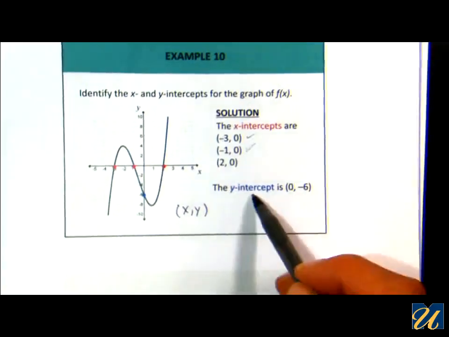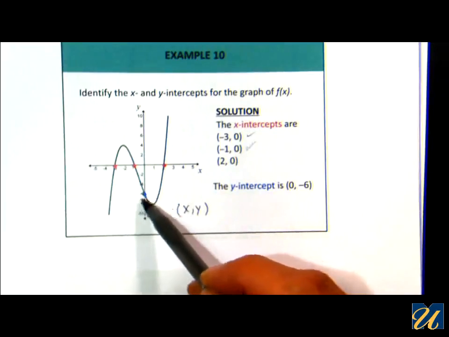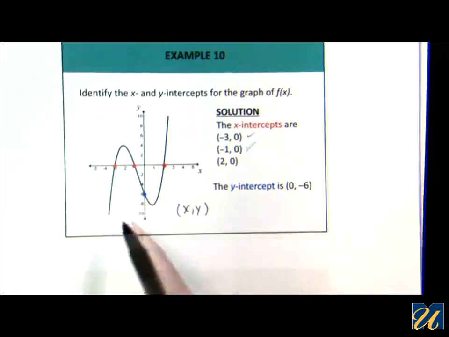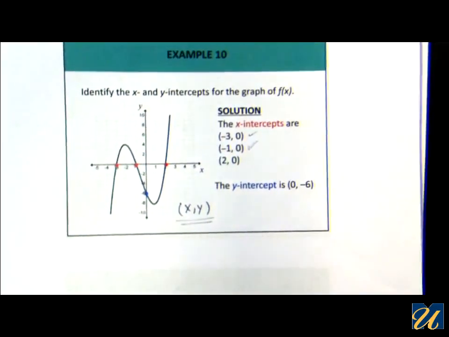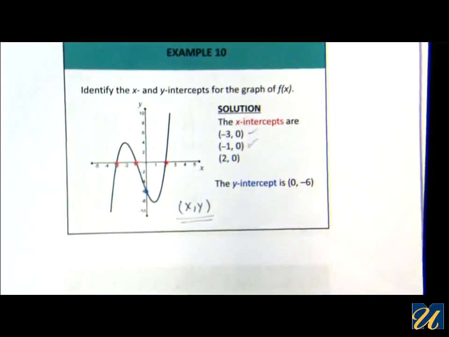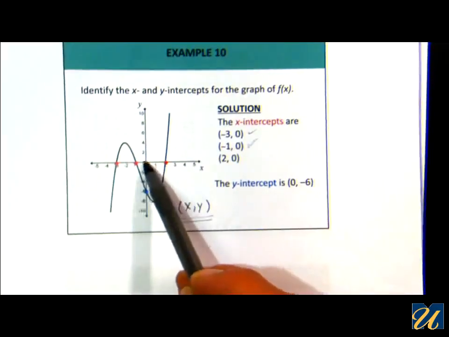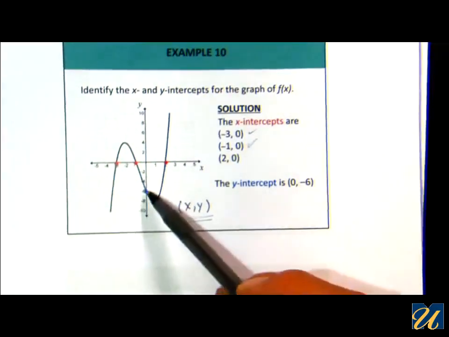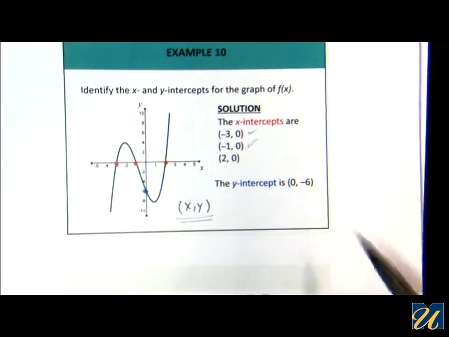The y-intercept is where the graph passes through the vertical axis. That occurs right here. And most would say the y-intercept is -6, but the proper way to write it is using both x and y coordinates. The x-coordinate is 0 since x measures the distance to the right and left of the y-axis. So at the y-intercept, the x must be 0, and the y value is then -6.